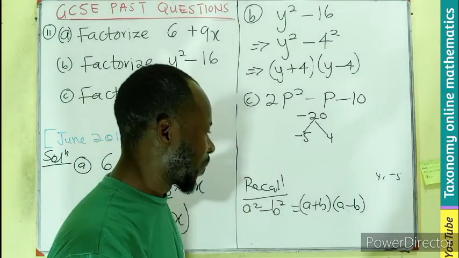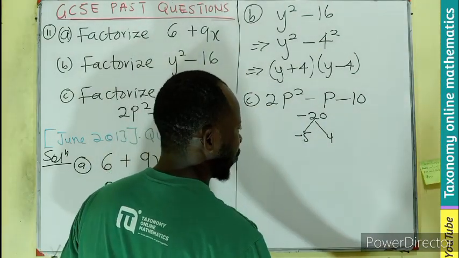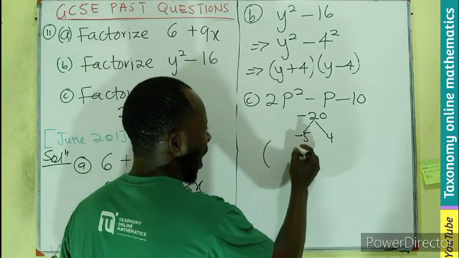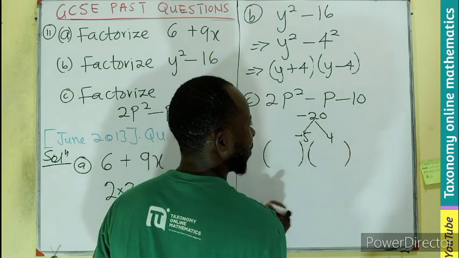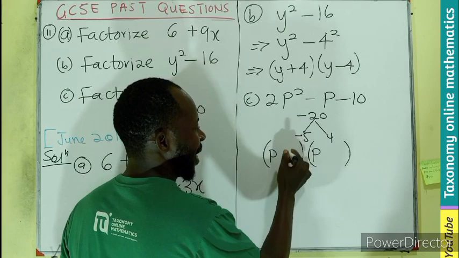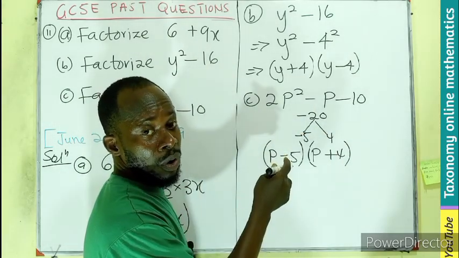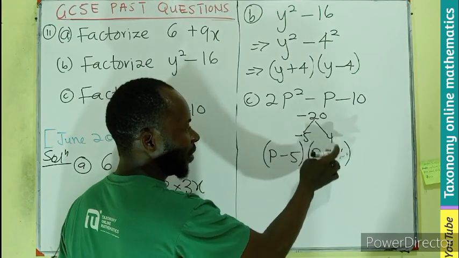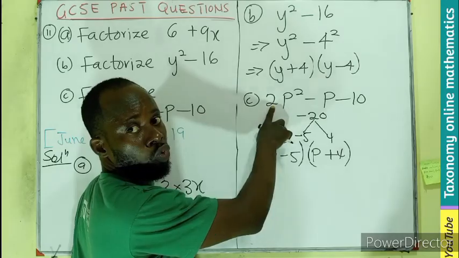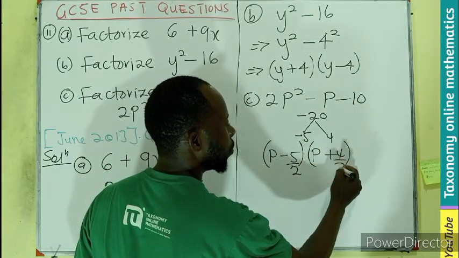Anyone can come first. So if that is the case, we are going to use the short method to arrive at the answer, meaning we have our 2 brackets. The first variable will be p, then minus 5 and plus 4. Those are the factors we got. Negative 5, positive 4. But because before we get a 20, we use 2 to multiply. So we divide by the 2.